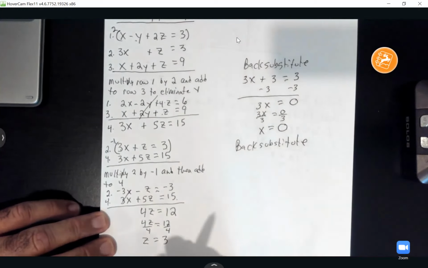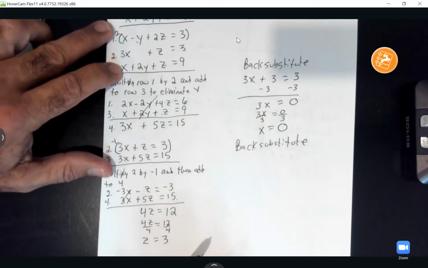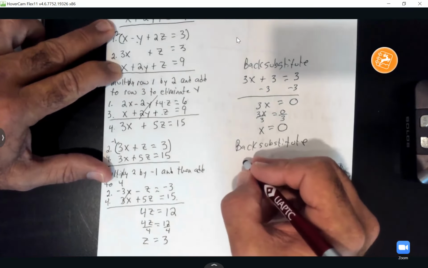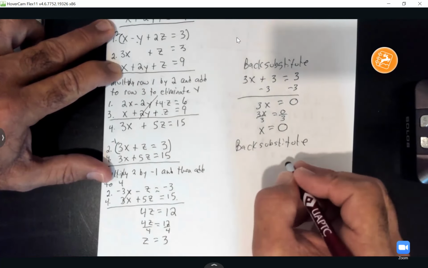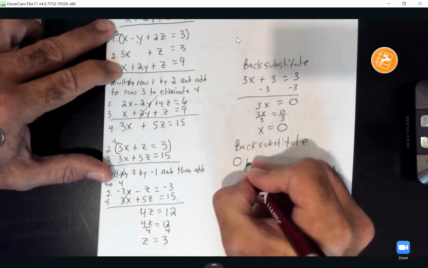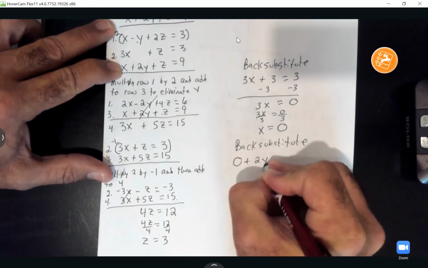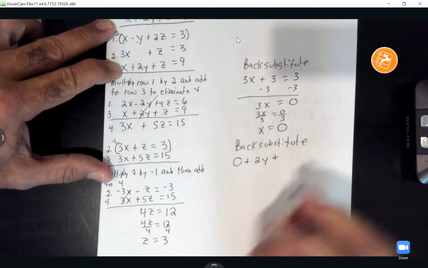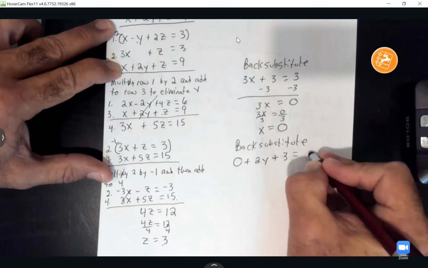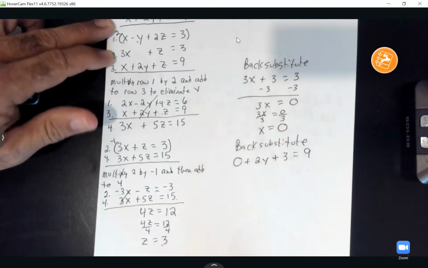All right, so I need one so that I can get the y. So y'all, I'm just going to use my third equation up here. I had x plus 2y plus z equals 9. Well, I know what x is. X is 0, plus 2 times my y, plus my z, which is 3. All that has to equal 9.